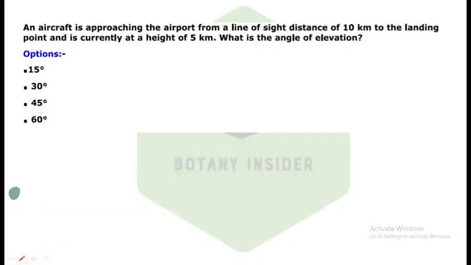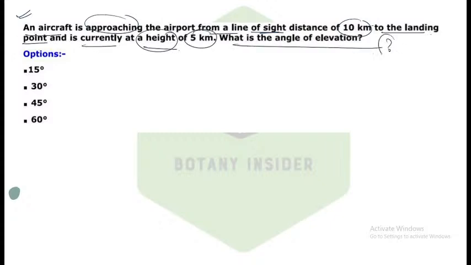Okay. Now the next question for you all. This one is again a latest year question. The question is saying an aircraft is approaching the airport from a line of sight distance of 10 kilometers to the landing point and is currently at a height of 5 kilometers. What is the angle of elevation? You need to find out the angle of elevation for the same. Take your time, understand what the question is asking you, and then mark the answer in the chat section, everyone.